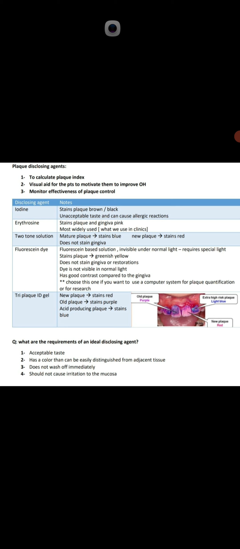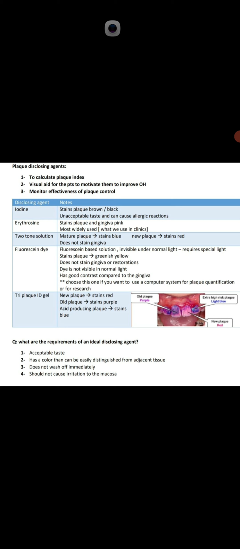Next is the two-tone solution. When we apply it on the teeth, if the plaque is mature, the stain will be blue. If it is new plaque, the stain will be red, and it does not stain the gingiva.